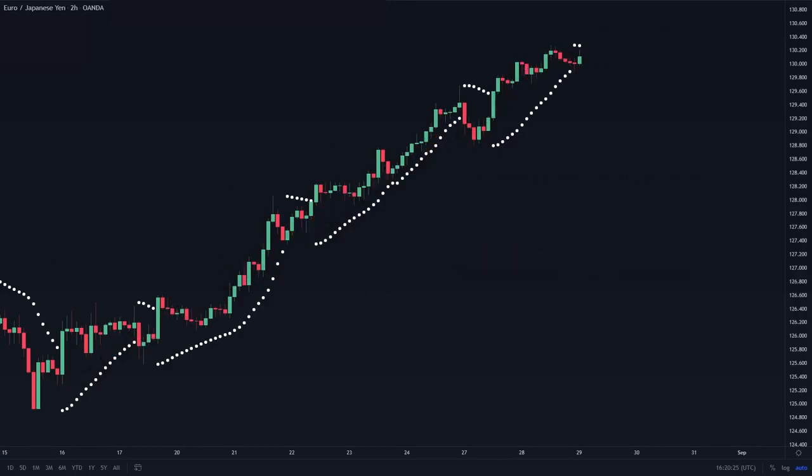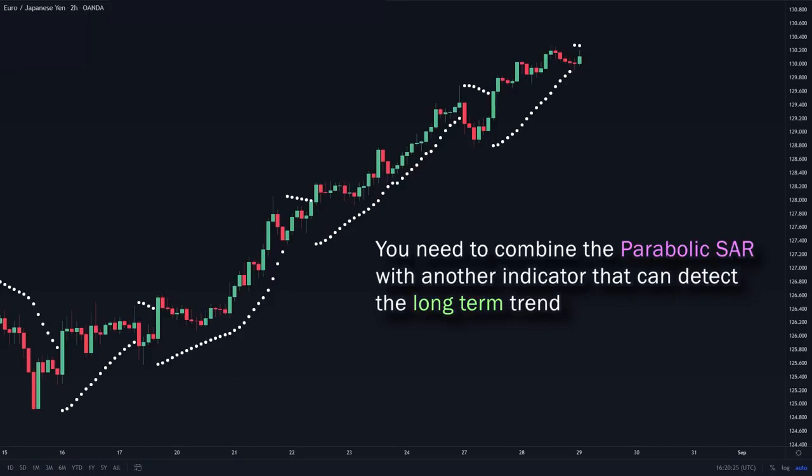And that is why the solution to this is you need to combine the parabolic SAR with another indicator that can detect the long-term trend. An example of that would be the 200 period exponential moving average. So here's how the full strategy would work.